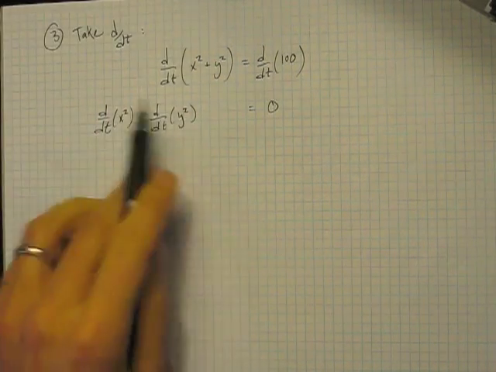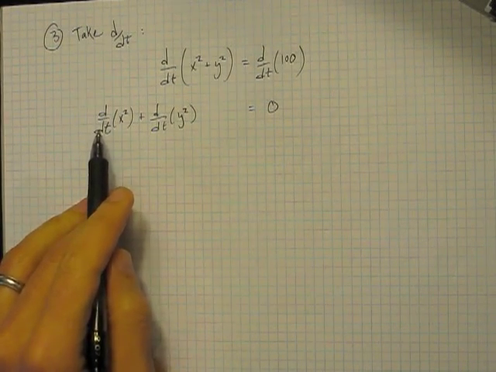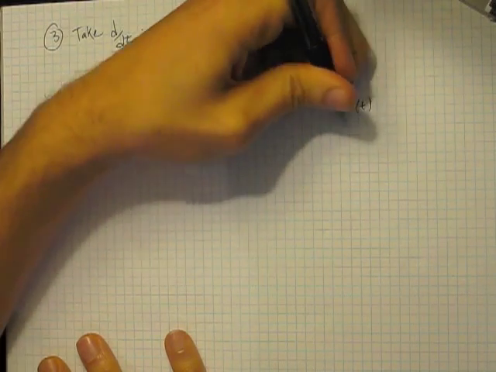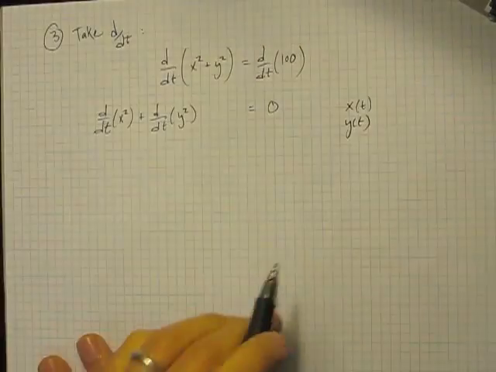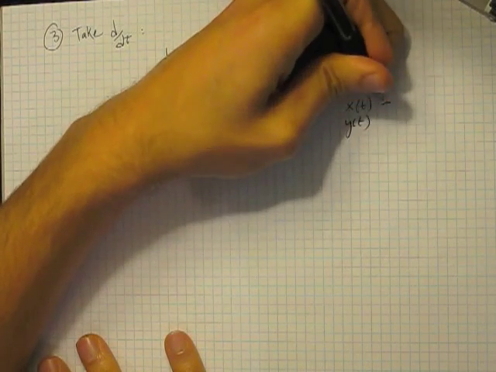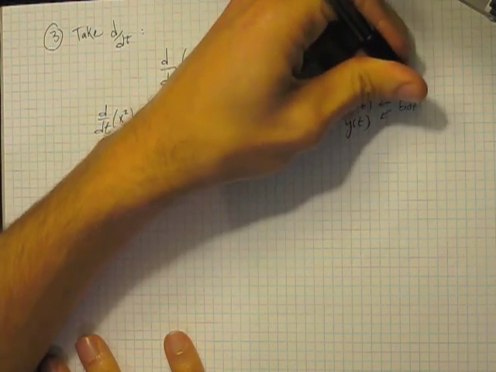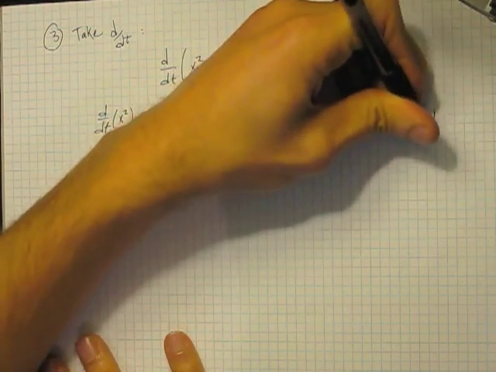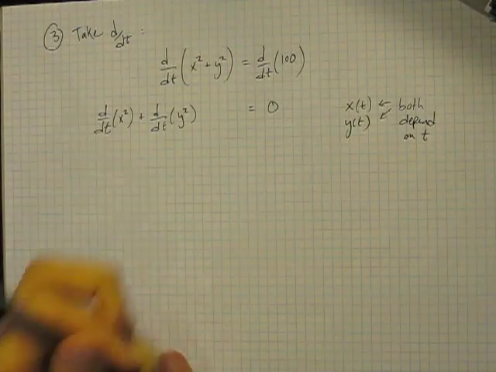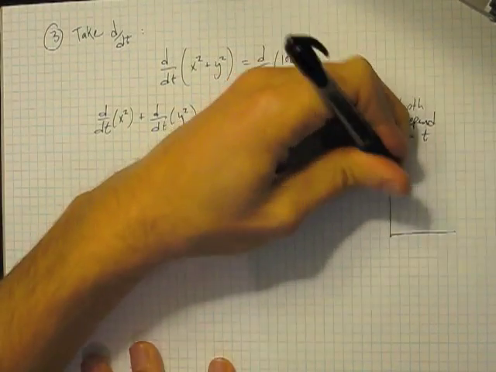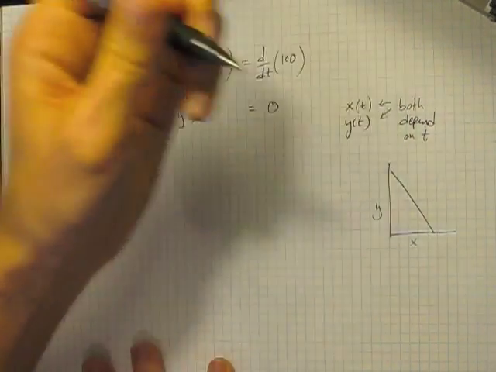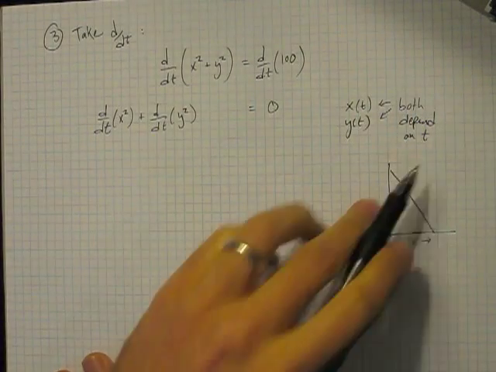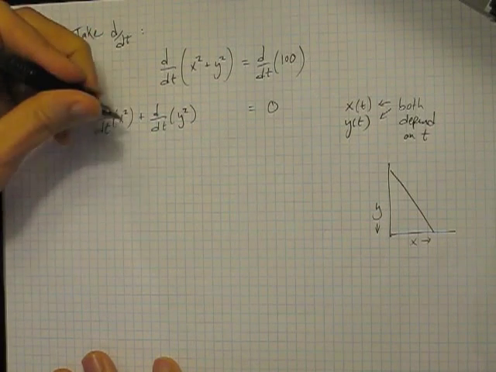Okay, so now for both of these, we need to use the chain rule. All right, so because in both of these cases, x and y both depend on t. So these both depend on t. Because they're quantities that are changing with time. Remember, this was the picture. Here was x, here was y. X is changing with time, and so is y. Okay, so they both depend on t, and so we have to use the chain rule.